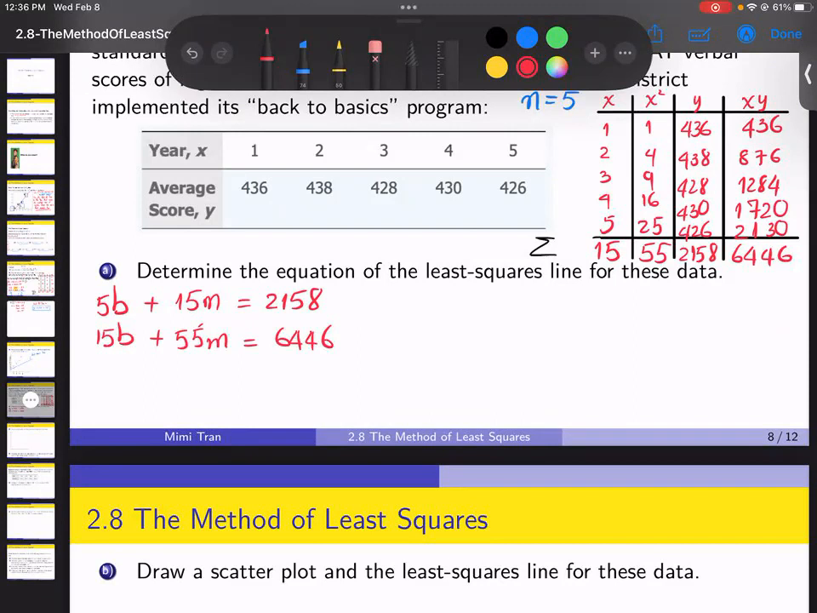What variable do you want to eliminate? Pick something easy for you. You can eliminate b or m, it doesn't matter, but pick something that makes your life easier. So what should I multiply the first equation by? -3. And it's not always -3. I know the previous example was always -3, it's just coincidence.